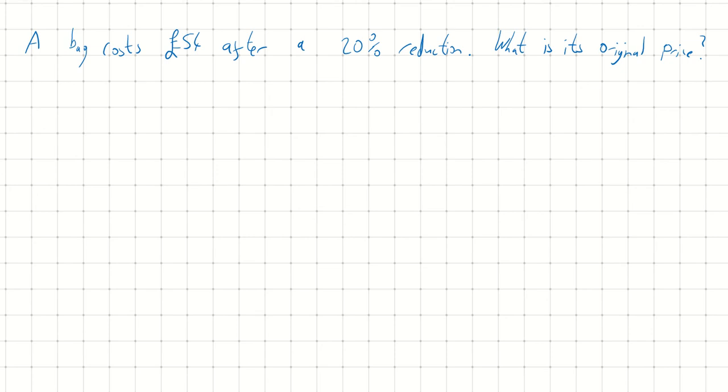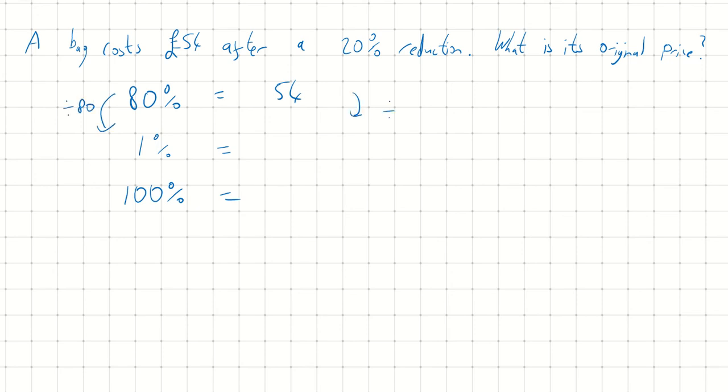So after we've had a 20% reduction, we've now got 80% of the original price, and that's equal to 54. And what we want is 100% of the original price. So how are we going to work out what 100% is? Well, one way is to work out what 1% is. If 80% is 54, to get from 80 to 1, we're just going to divide by 80.